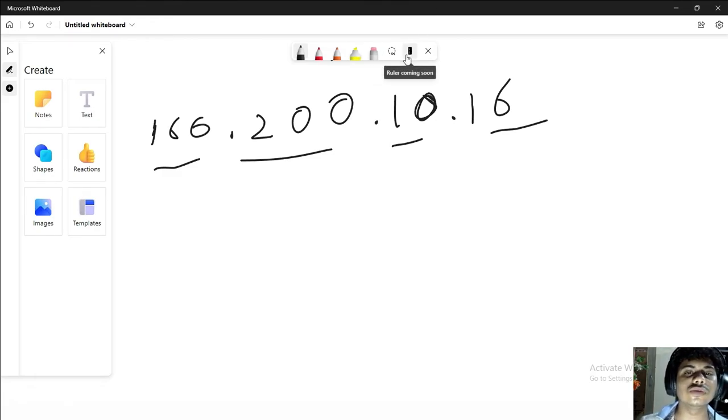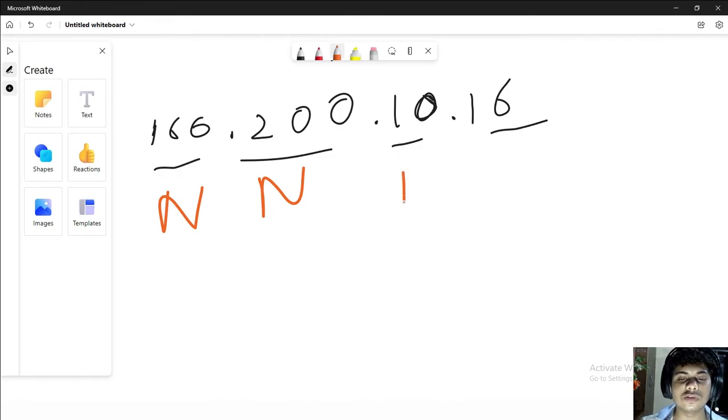The first thing to calculate is the network ID. So what is the network ID of this IP address? You can see this is an IP address which belongs to class B because it is under 191. So it belongs to class B, which means we have 2 octets which are reserved for network and 2 octets which are reserved for host. So now you have found that. Now the next question is to find the broadcast ID. So how can you find the broadcast ID?